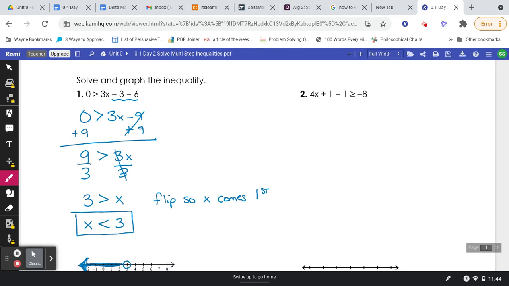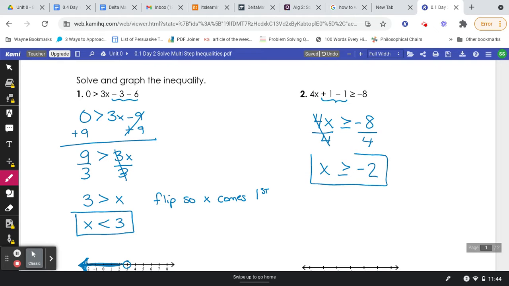For the next problem, again, I'll start by combining like terms on the same side. 1 and -1 makes 0. Divide by 4. And we get a -2. X is already on the first side here, so this problem is done.